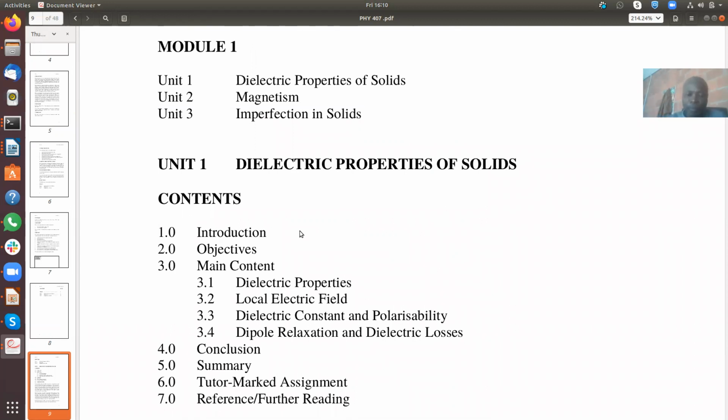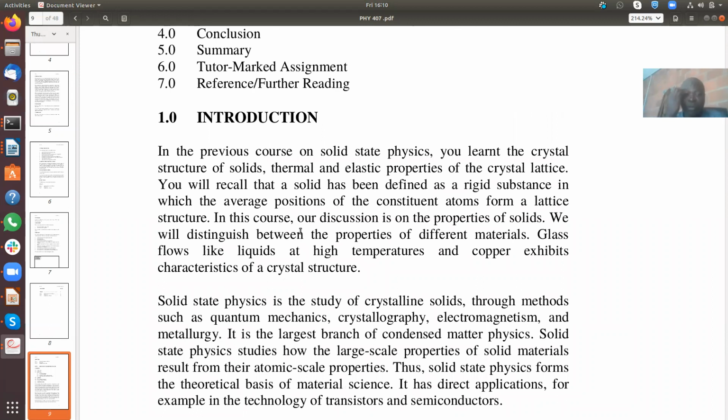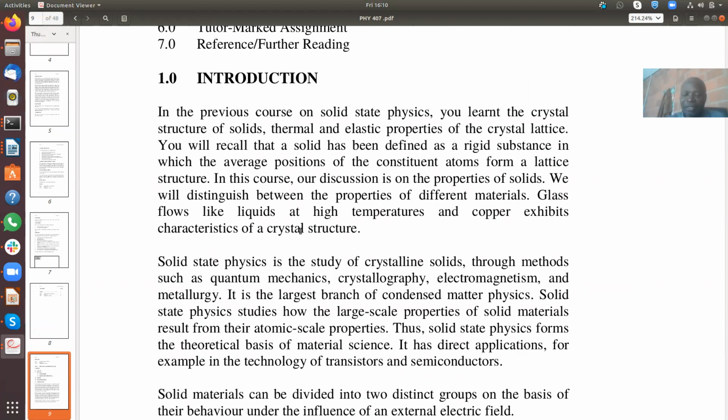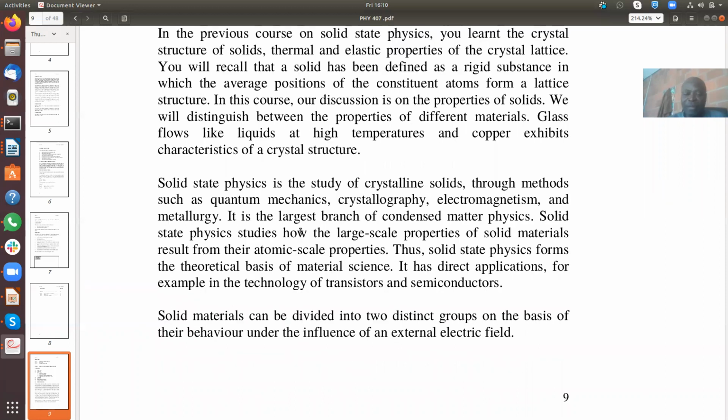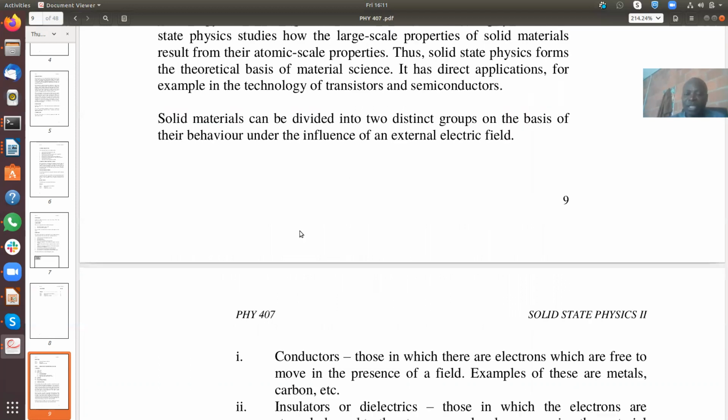When you talk about dielectric properties of solids, solid state physics is the study of crystalline solids through methods such as quantum mechanics, crystallography, electromagnetism, and metallurgy. It is the largest branch of condensed matter physics. So how the large scale properties of solid material are derived from the atomic scale properties. Thus, solid state physics forms the theoretical basis. I've explained this some minutes ago.